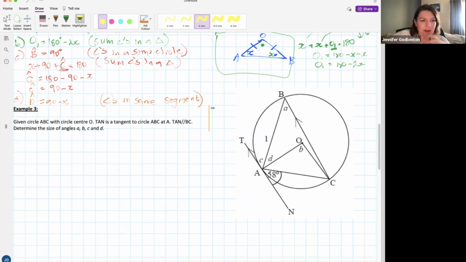Okay. So they've told us that we've got a circle with center O. Now, as soon as they tell us that we have a circle with a center, they're telling us that there are radii involved. So what are my radii in this circle? What two lines are the same length as each other?